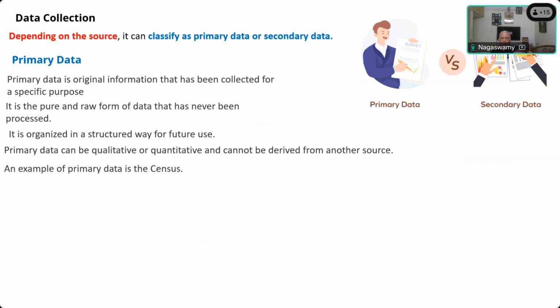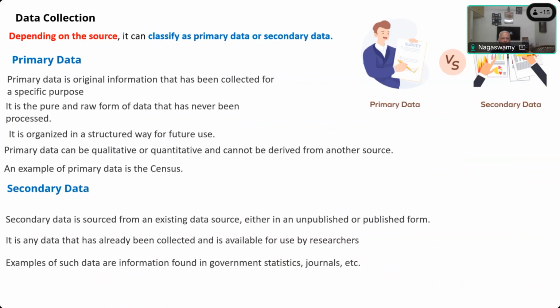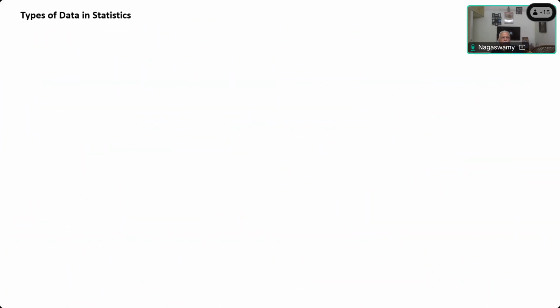But after collecting that, if you want to find out how many religious people are there, which religion is more dominant, then it becomes secondary data. So secondary data is sourced from an existing data source, either in an unpublished or published form. It is any data that has already been collected or is available for use by researchers. And examples of such data are information in government statistics, journals, etc.